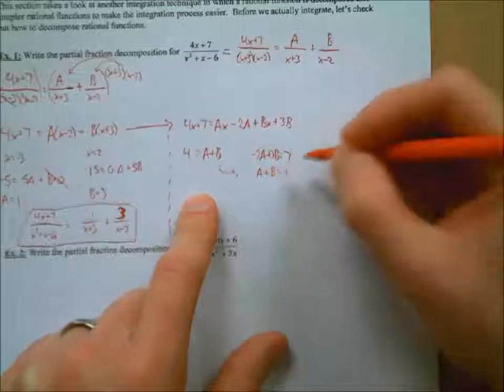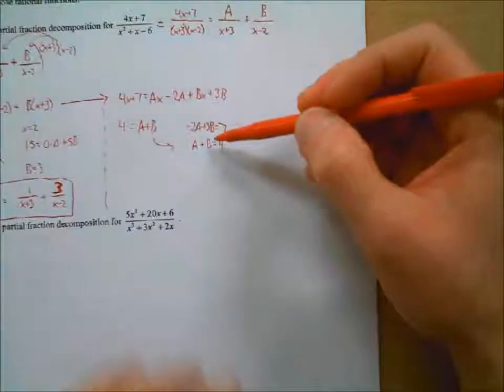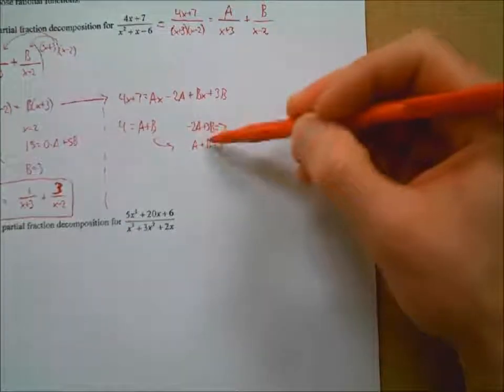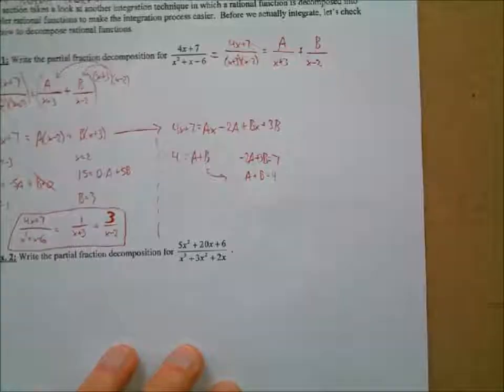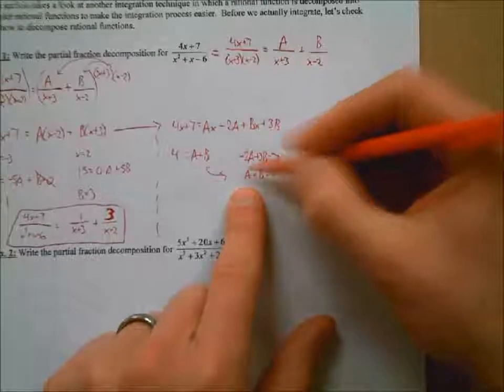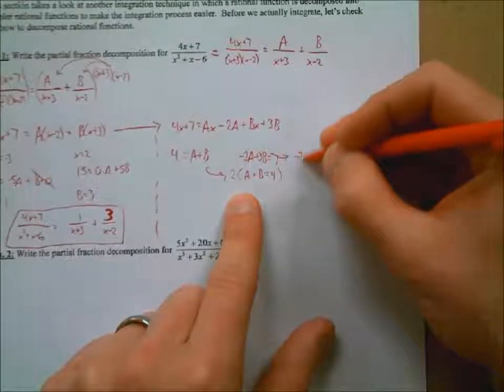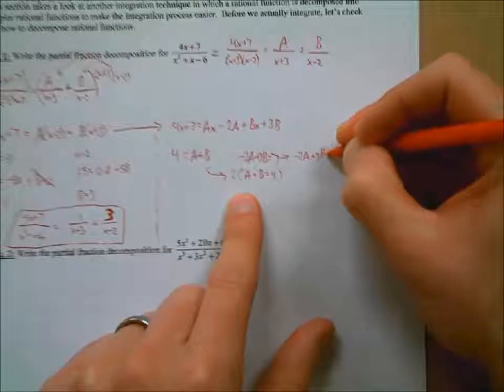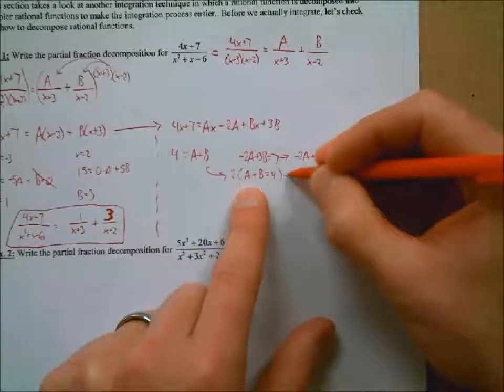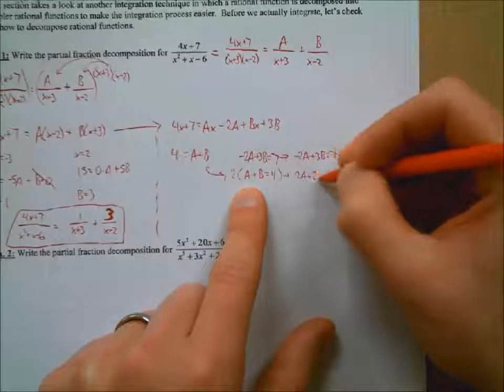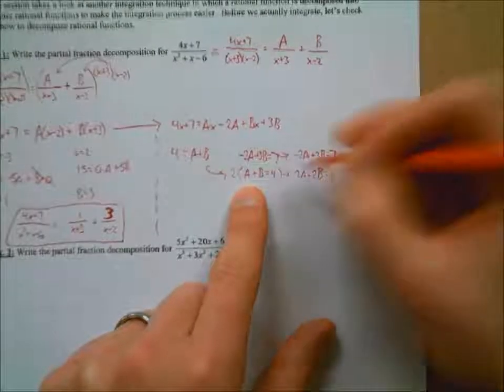All right, and so if you remember elimination, we want to get one of our coefficients to be opposites of one another here. Let's see here. I'll multiply this bottom equation by 2. So we end up with negative 2a plus 3b equals 7, and then we end up here with 2a plus 2b equals 8. And then add those two equations together.